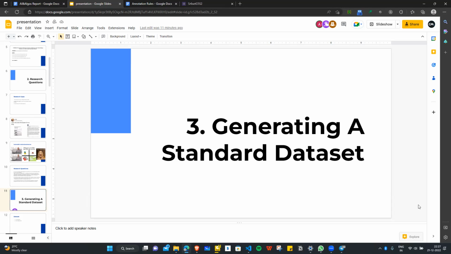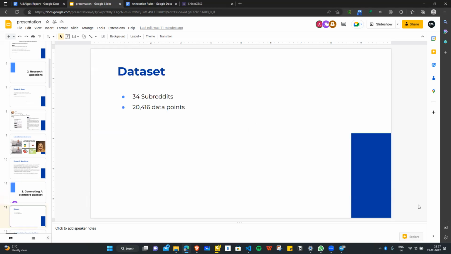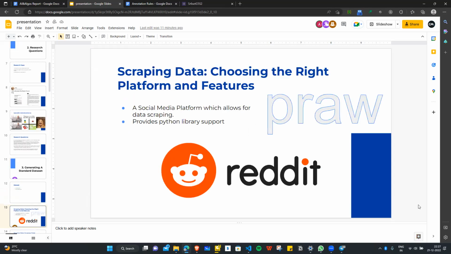So we have Chirag, next slide, please. We have covered 34 subreddits and collected over 20,000 data points. The first hurdle was to choose a social media platform which allowed us to recover the data which we needed. So out of all the options like Instagram, Twitter, Facebook, we chose Reddit because it allowed for scraping and also provided a Python library to do it.